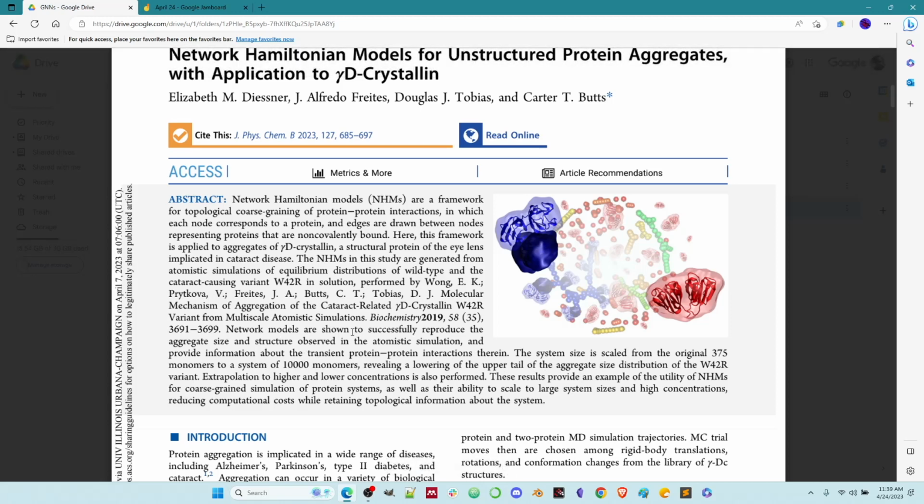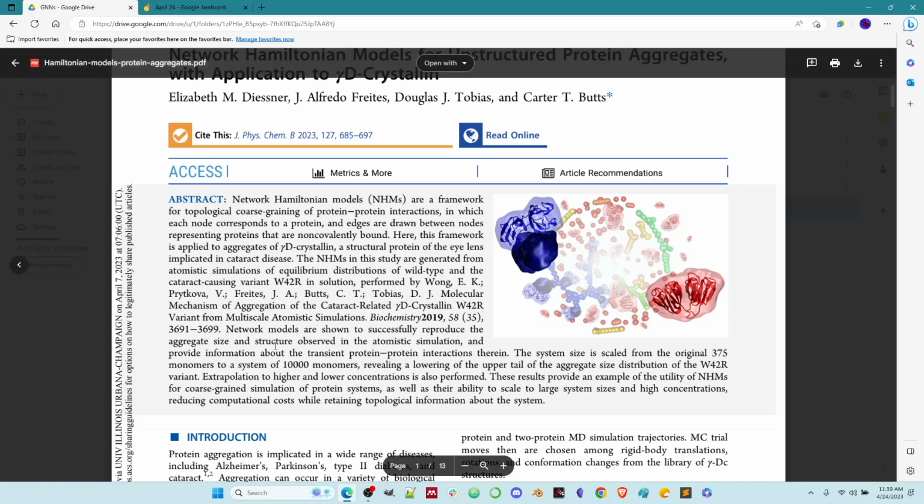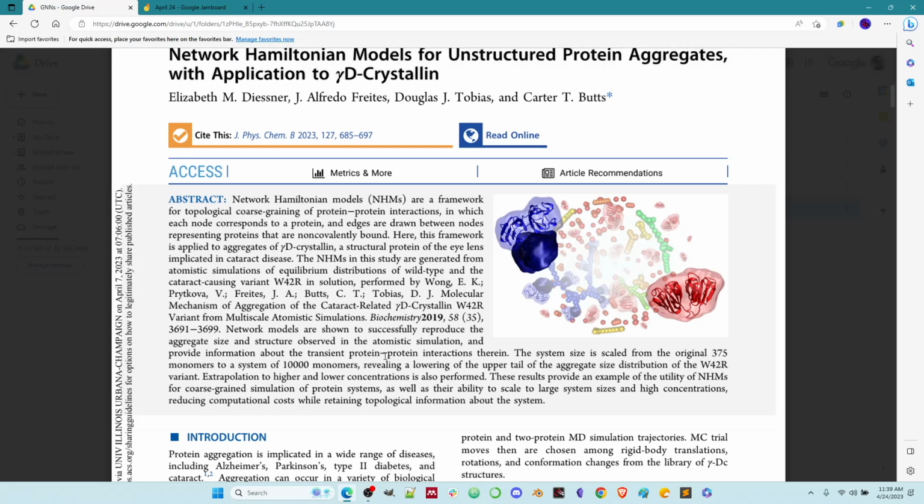So network models are able to successfully reproduce the aggregate size and structure that are shown in simulation, because they can't necessarily access this process in an experimental setting, so they want to simulate it, but they also want to use this network model and then provide information about the transient protein-protein interactions therein. So they just really want to understand the interactions with this network model.